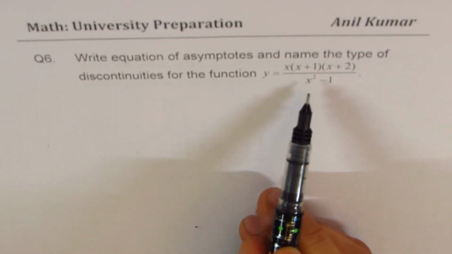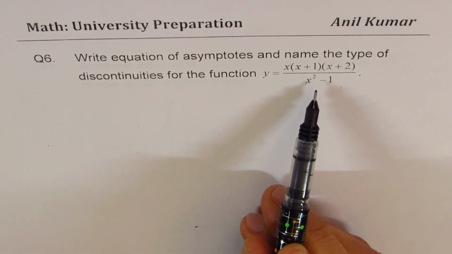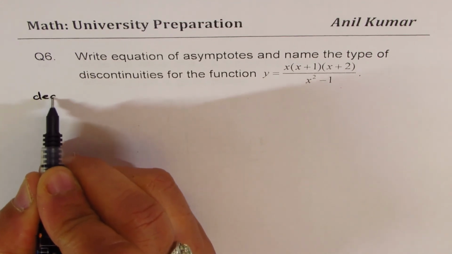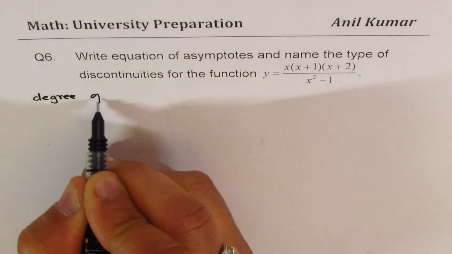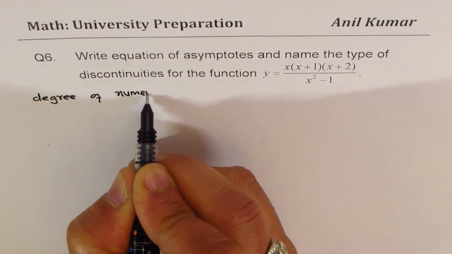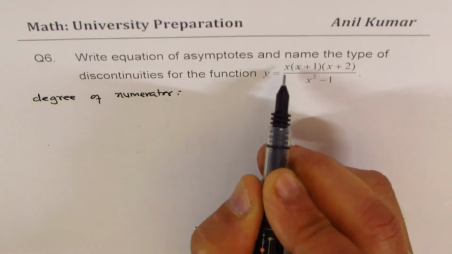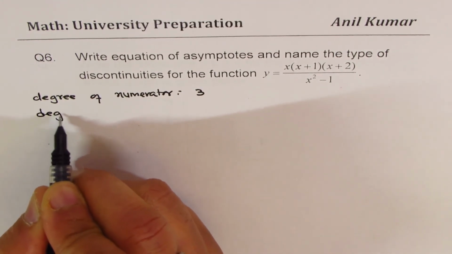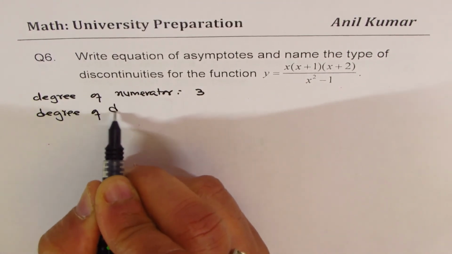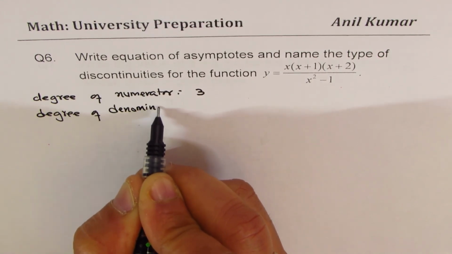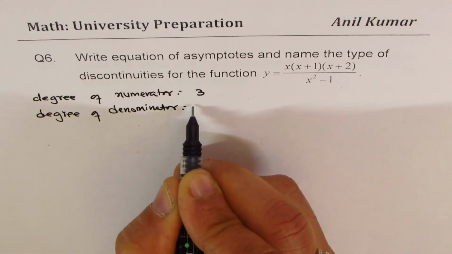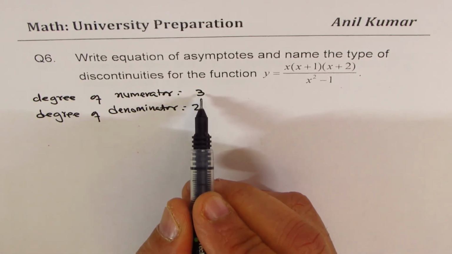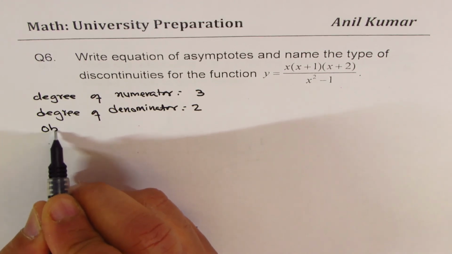Now I'll get into details of this function and also sketch it roughly. What we note here is, what is the degree of the numerator? We see that the degree of the numerator is 3, right? x cubed, so it is 3, and the degree of the denominator is x squared, which means 2, right? Since the degree of the numerator is higher by 1, do you see that? It's higher by 1, we expect an oblique asymptote.